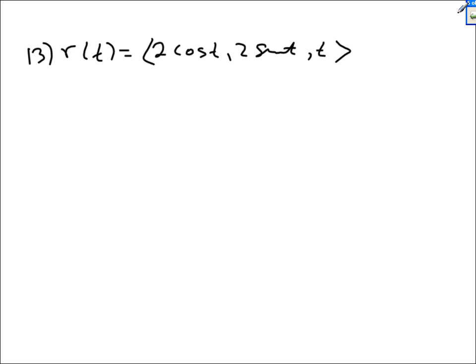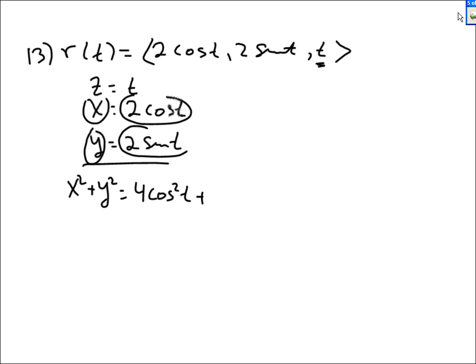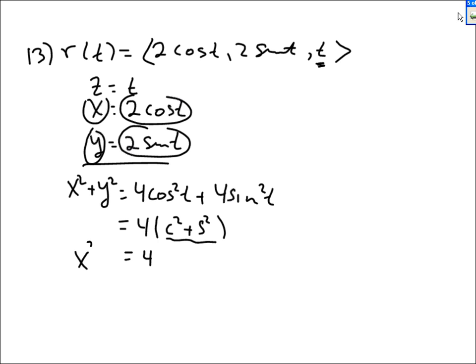So as t changes, z is going to change accordingly. Remember, x is the first component, y is the second component, and z is the third component. Now, if you square x and you square y and add them up, you get 4 cosine squared t plus 4 sine squared t. If you factor out the 4, cosine squared t plus sine squared t is 1, and of course 4 times 1 is 4. That is, x squared plus y squared is always 4.